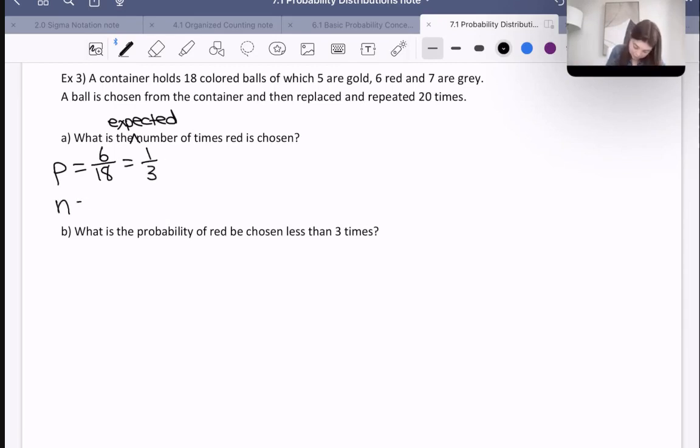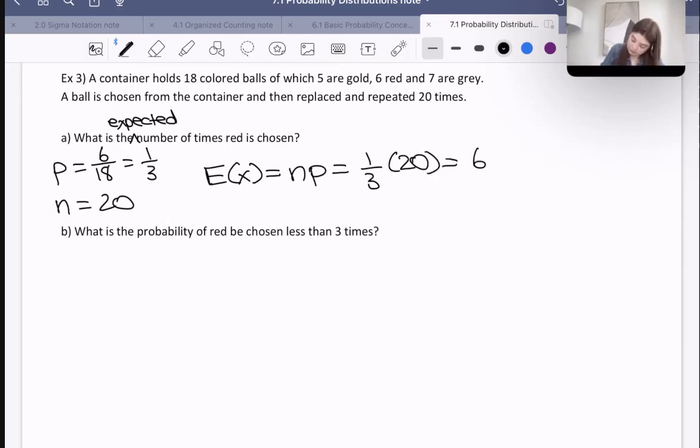And the number of trials is 20. We're going to draw a ball 20 times and then put it back in. Okay, so expected value is equal to n times p, which is 1/3 times 20, which is about 6.67. And that is rounded, by the way. That is a decimal approximation there. Good. So that means we expect that red will be chosen about 6 2/3 times.